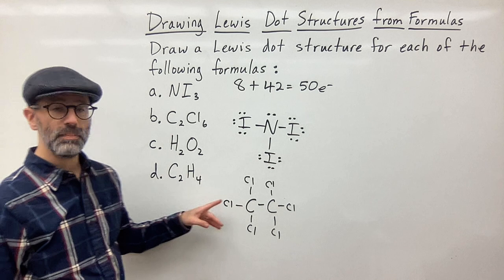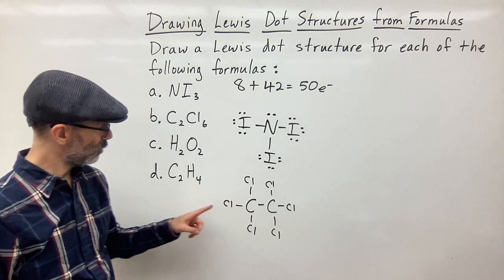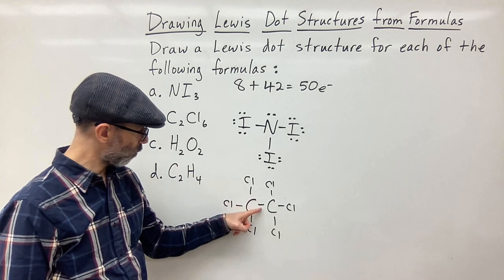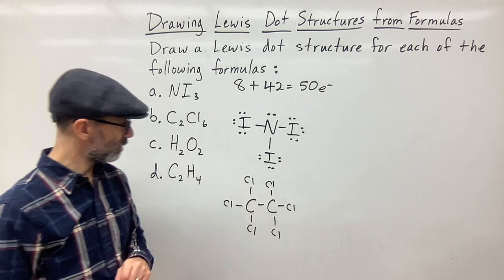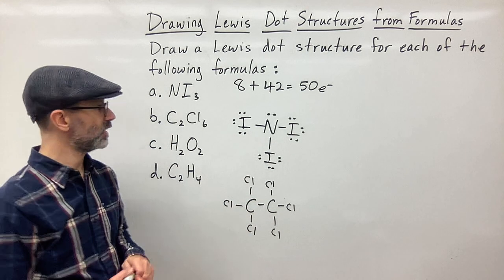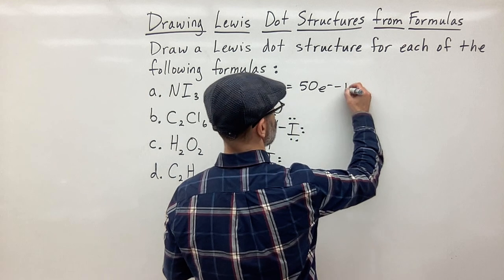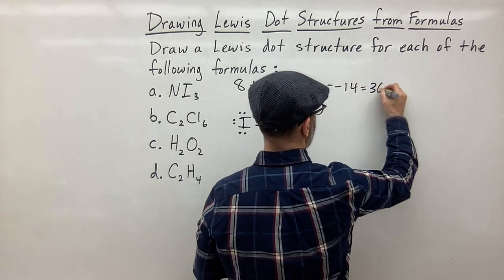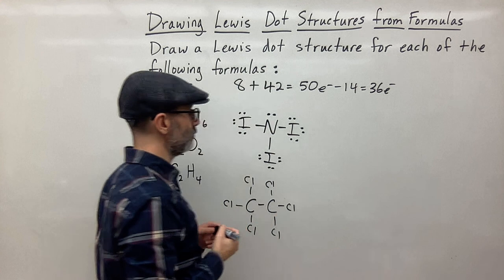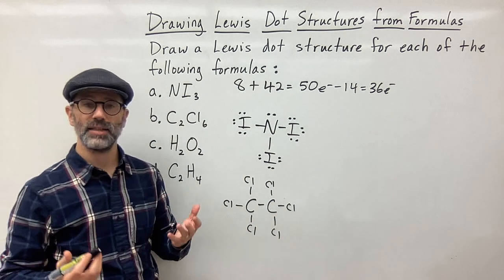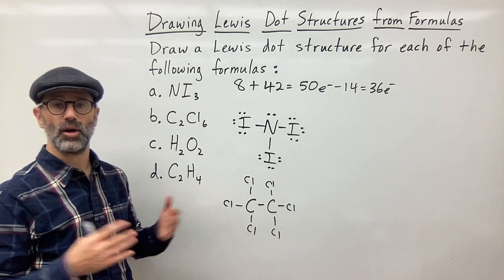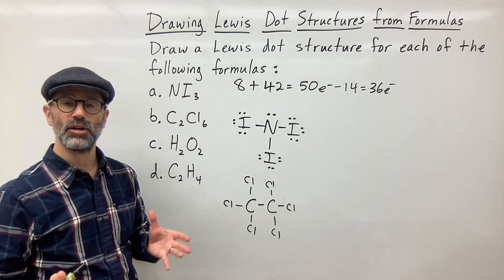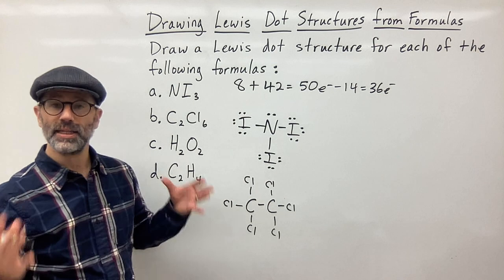So now I'm going to remove the electrons that I used. So I used 2 electrons per bond. Here I have 1, 2, 3, 4, 5, 6, 7 bonds. 7 times 2 is 14. So I'm going to subtract 14, and that's going to give me 36 electrons left over. Now that step 2 is done, I can go to step 3. Step 3 is add lone pairs to the outer atoms to give them an octet.